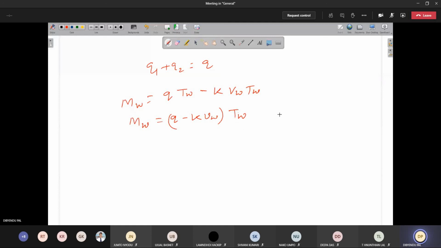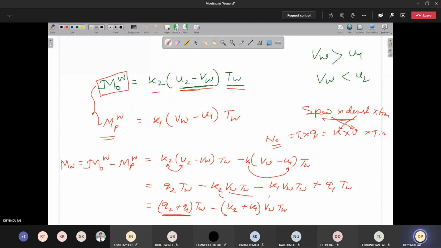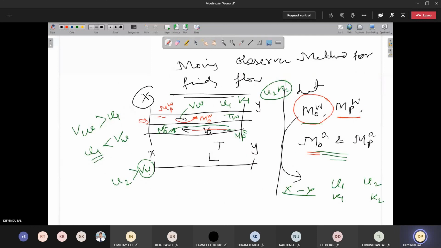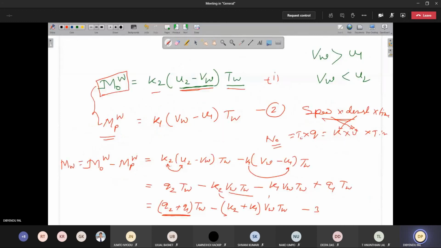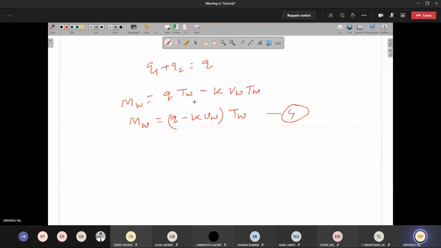Okay, let us give some expression number. This was expression number 1, this is 2, this is 3, then this will be 4. MW is equal to Q minus K BW into TW.